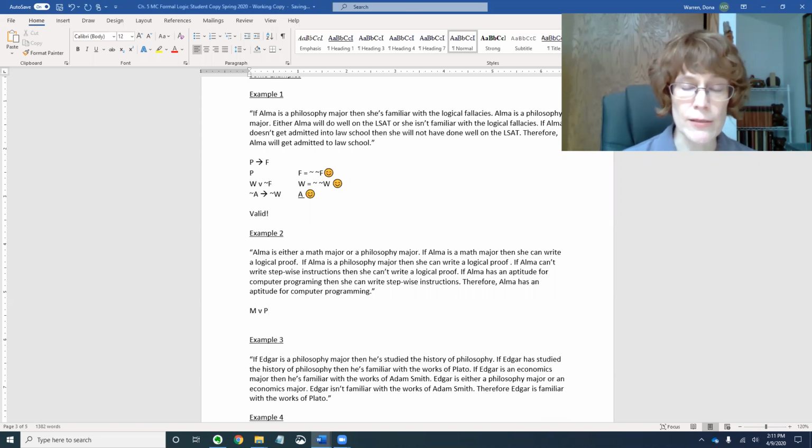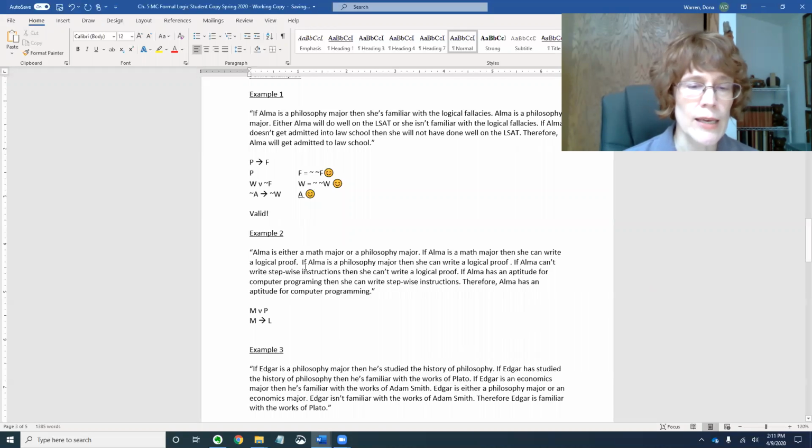The next claim is if Alma is a math major, so if M, then what? She can write a logical proof. Now, I might use P for logical proof, but I've already used P for being a philosophy major. So let's use L for she can write a logical proof. So we have 2 claims. Can I conclude anything at this point? No, I can't, but it looks like a dilemma is being set up, so let's just bear that in mind.